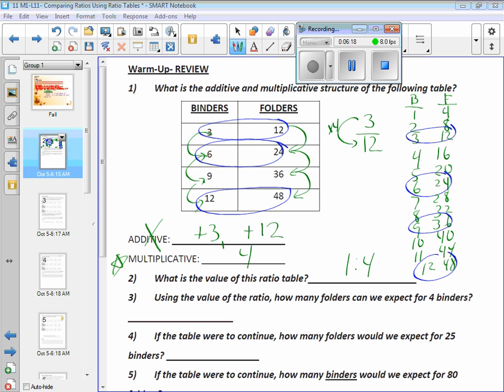That now being said, the next questions can fall into place. Look at number 3. How many folders can we expect for 4 binders? See here, they didn't have 4 binders. You'd have to figure it out. But now you got it. 4 binders. How many folders? So, yep, there it is.